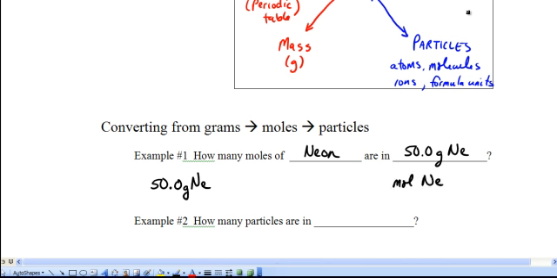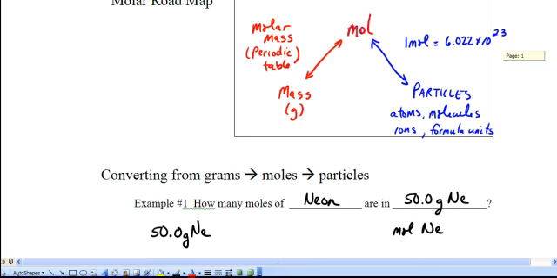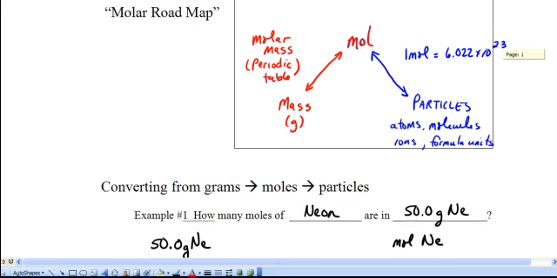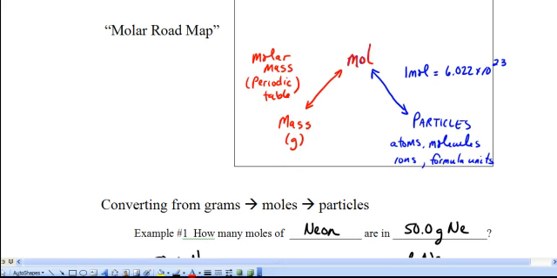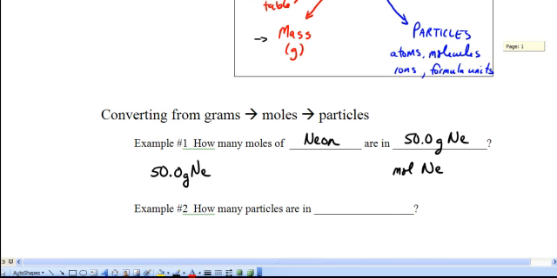So how do we go from grams to moles? Well, if you scroll up, take a look at your molar mass, or I'm sorry, your molar roadmap. We are in grams, mass, and we want to get to moles. So we're going to have to use the molar mass off the periodic table. So if you take a look at the periodic table, could be in front of you, could be at the board. The molar mass of neon is 20.18 grams per mole.